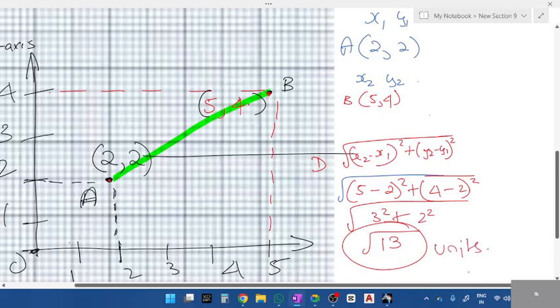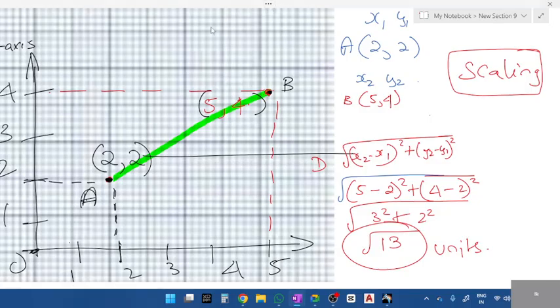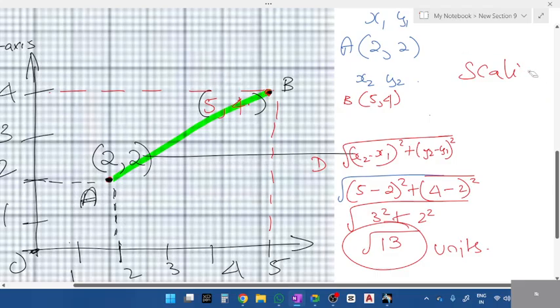Root 13 units. Fine. So just assume your school is at point A, and Coles Park or some other location is at point B. If you want to get it in terms of the graph, or if you want to minimize it, you call it scaling. What do you call that process? You call it scaling. Scaling is nothing but to reduce and increase the size. That is known as scaling.